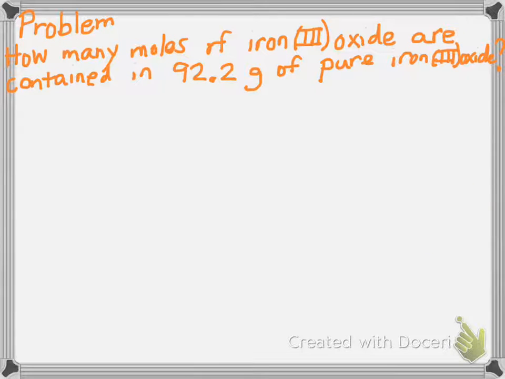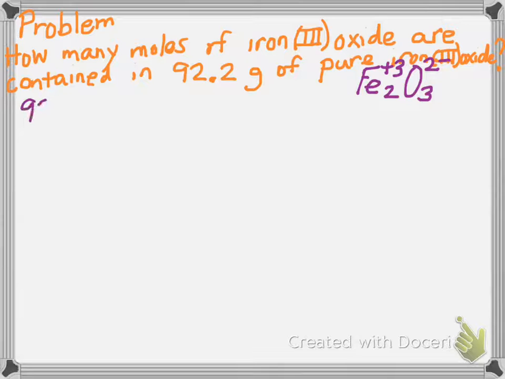All right, our second problem. How many moles of iron 3 oxide are contained in 92.2 grams of pure iron 3 oxide? Again, first thing I need here is a chemical formula. Iron 3 oxide, that's a metal and a nonmetal, so I'm going to do symbols, charges, crisscross, lowest whole number ratio. So iron is Fe, has a charge of +3, that's what the Roman numeral is telling me. Oxide is O, -2, so I have Fe2O3.